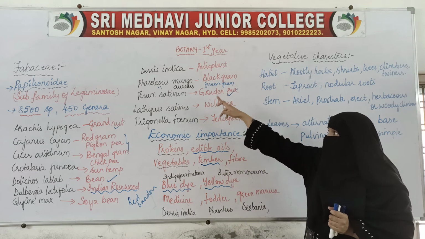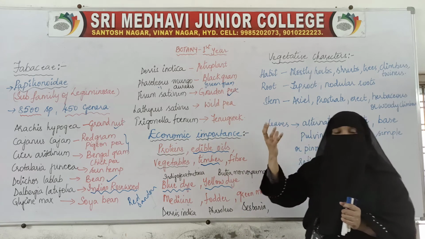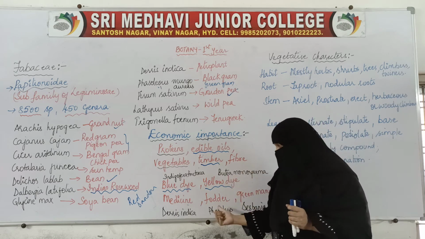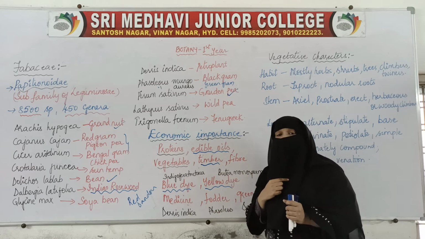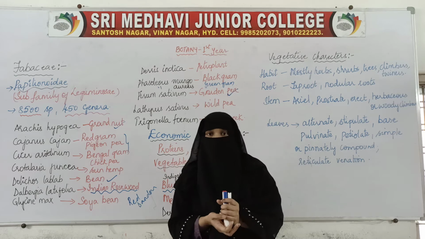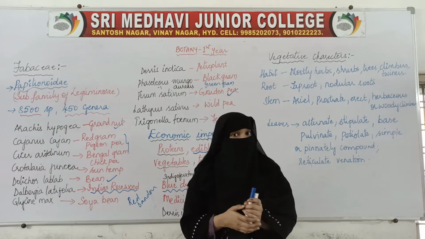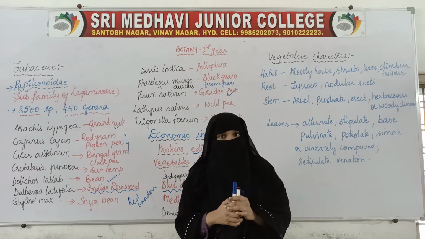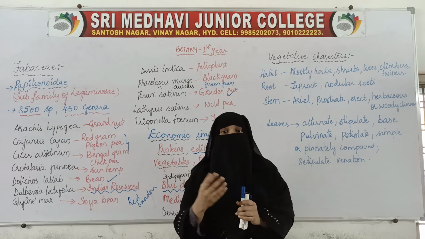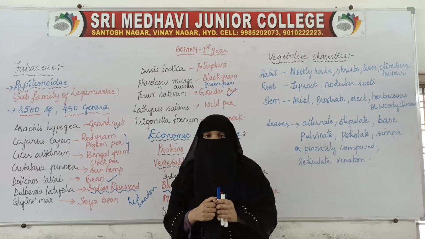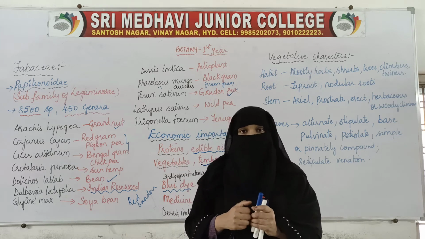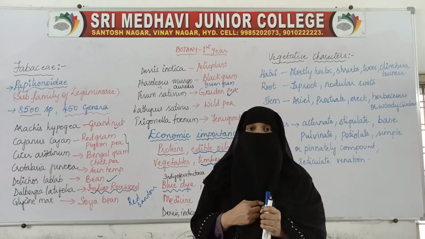Here, from Phaseolus mungo and Phaseolus aureus, we get fodder for the animals. Also, we get green manure from these plants. Manures are very essential for the growth of the plant because they give nutrition to the soil, and plants take the nutrition from the soil.